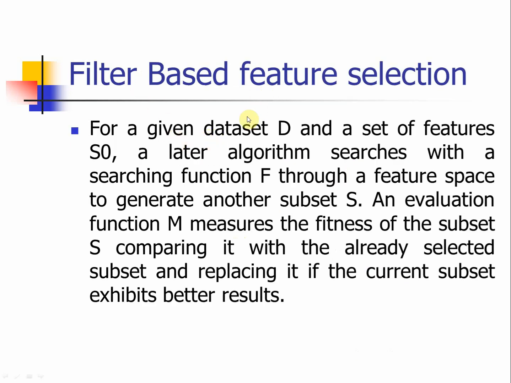There are two major approaches. The first approach is the filter-based approach. For a given data set of the features, the algorithm searches with a searching function f through the feature space to generate another subset S. So we try to filter some attributes out. An evaluation function tries to measure and then select a subset, replacing it if the current subset exhibits a better result. For example, in our 31 attributes, we can try to filter out starting with 2 attributes, or have some approaches to take away some of them and then try to see the model. If they are still giving us similar results, that means the features that we take out are not essential, and it's a good choice. If the accuracy drops dramatically, then we know we threw something important away. So those are some interesting approaches that we can do.